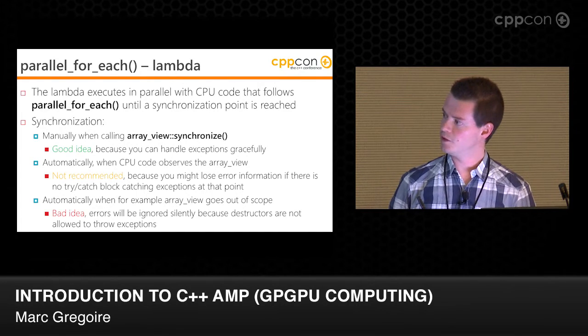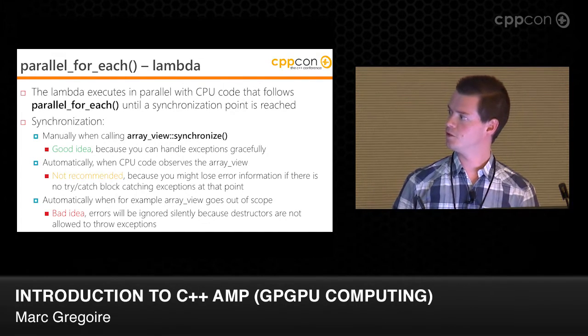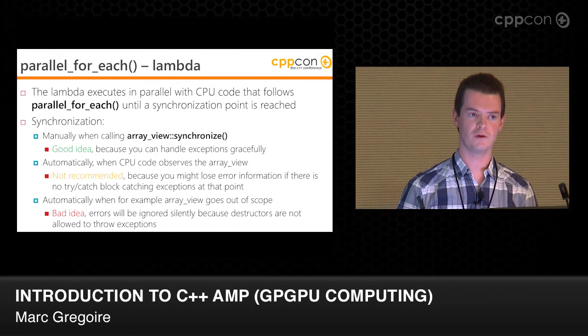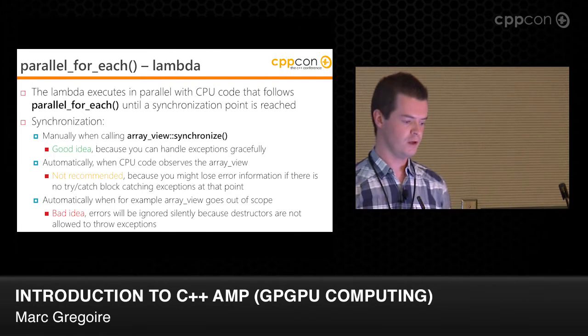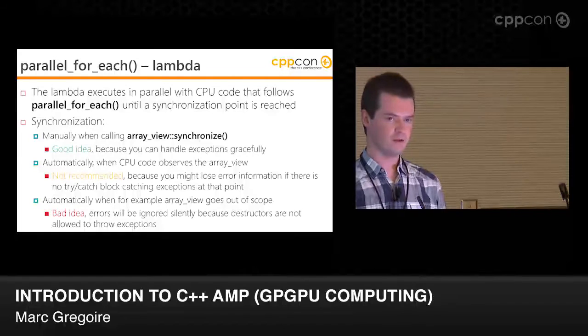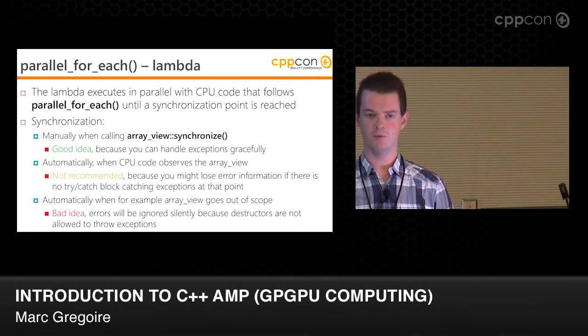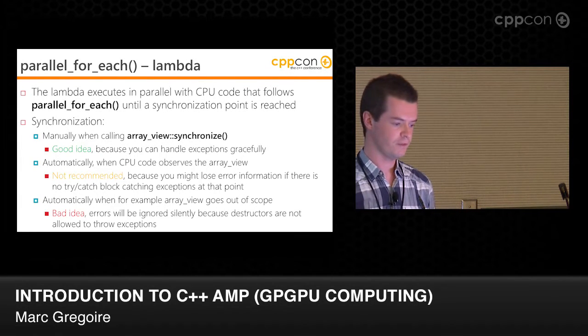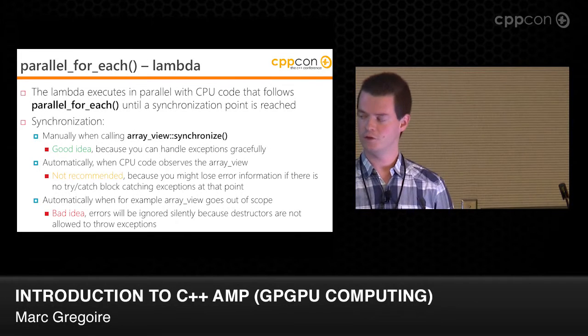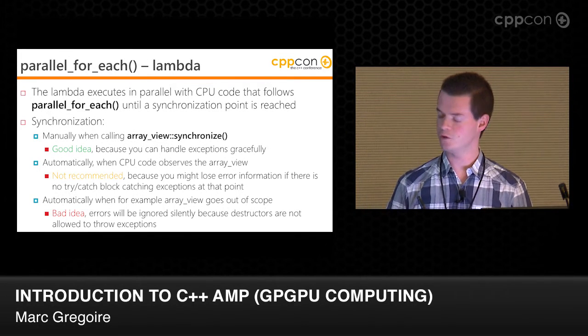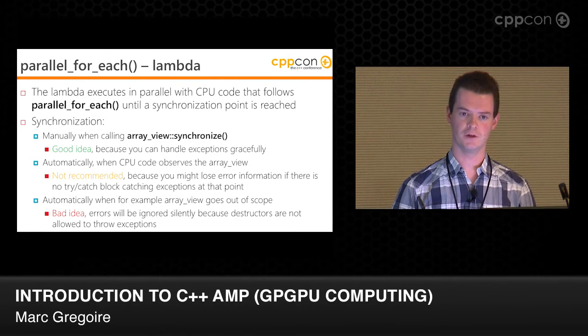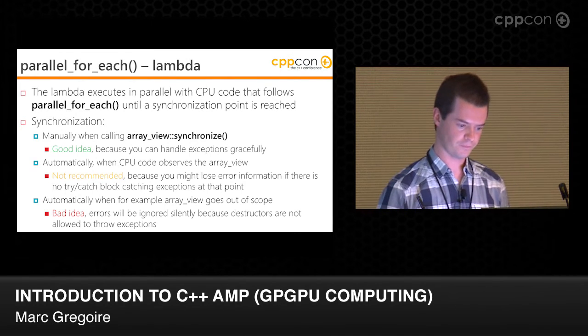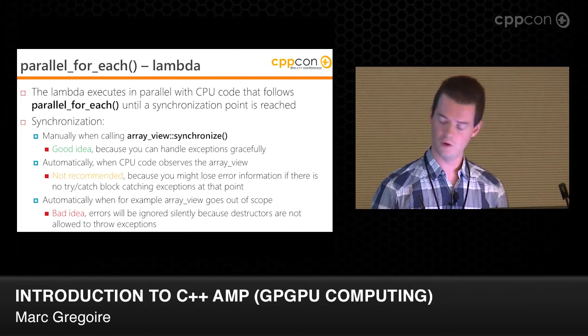And the third one, and that's the worst case, is a synchronization point when your array view goes out of scope. That means that the destructor of your array view will actually block until the GPU, or the accelerator, is finished. But a destructor is not allowed to throw any exceptions, so they will be completely silently ignored, and this is the worst case. So the best case is to manually synchronize and have a try-catch block around it.